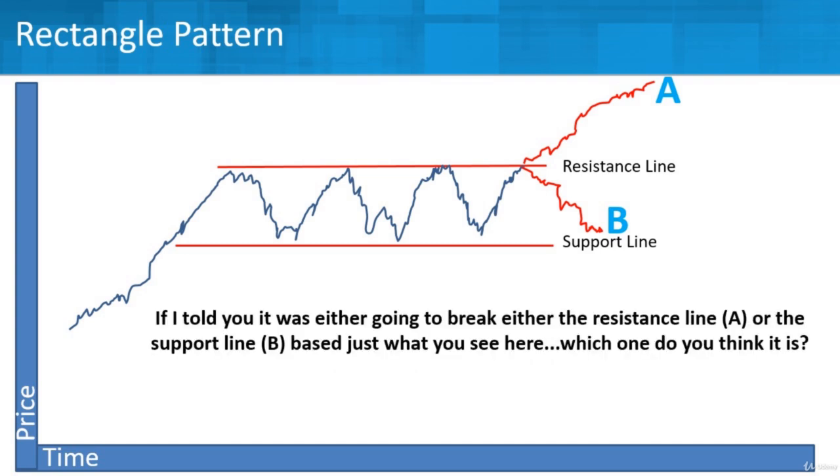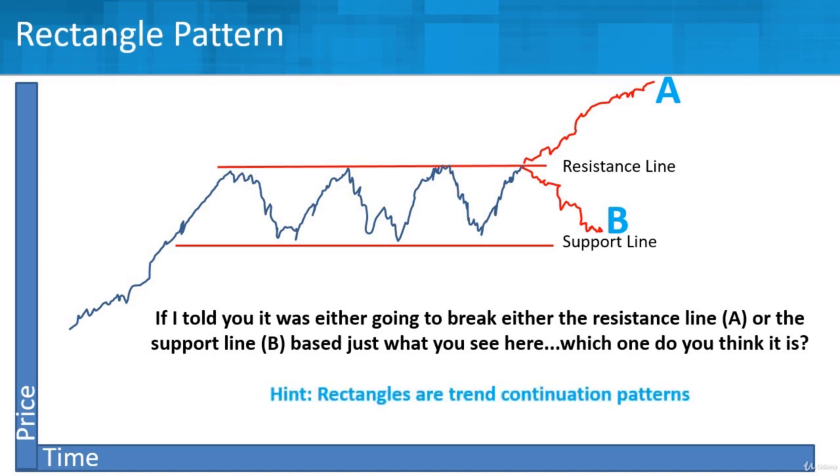But let's say I told you it was either going to break through resistance line A, or it was going to turn around and go all the way down and break through the support line B. Just based on what you see here, which one do you think it is? I'm not giving you any other indicators. You just got to go with the pattern here. I'm just telling you it's going to do one or the other because I'm the instructor and I'm having fun, and hopefully you are too, right? Which one do you think it is?